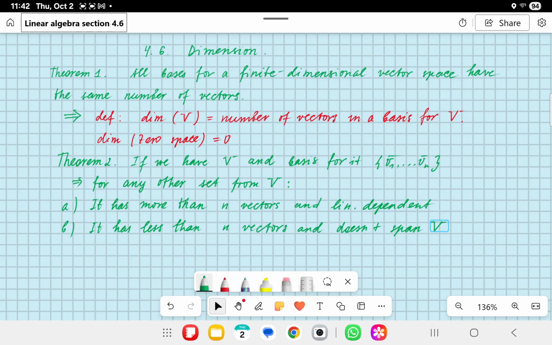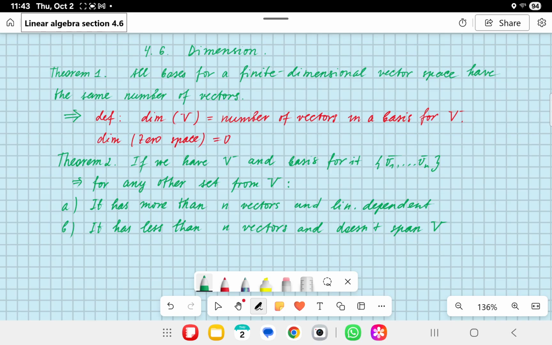Theorem number 1 was about the number of vectors in different bases for a vector space V, finite dimensional. Finite dimensional means that it's just not like infinitely many dimensions in it. We proved the theorem that all bases are going to have the same number of vectors. So if one basis has 3 vectors, all other bases are going to have 3 vectors as well. They can be different, but the amount of vectors is going to be the same.